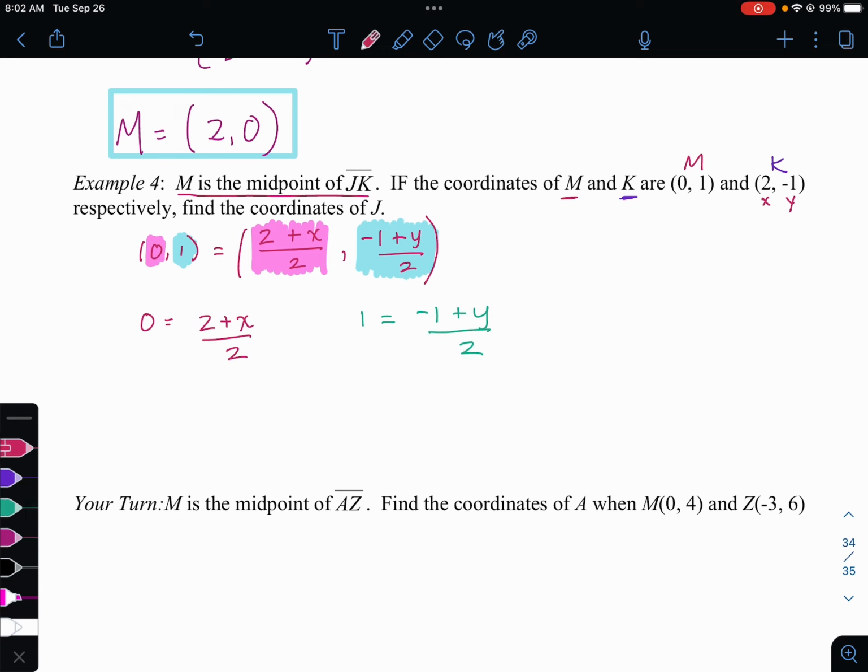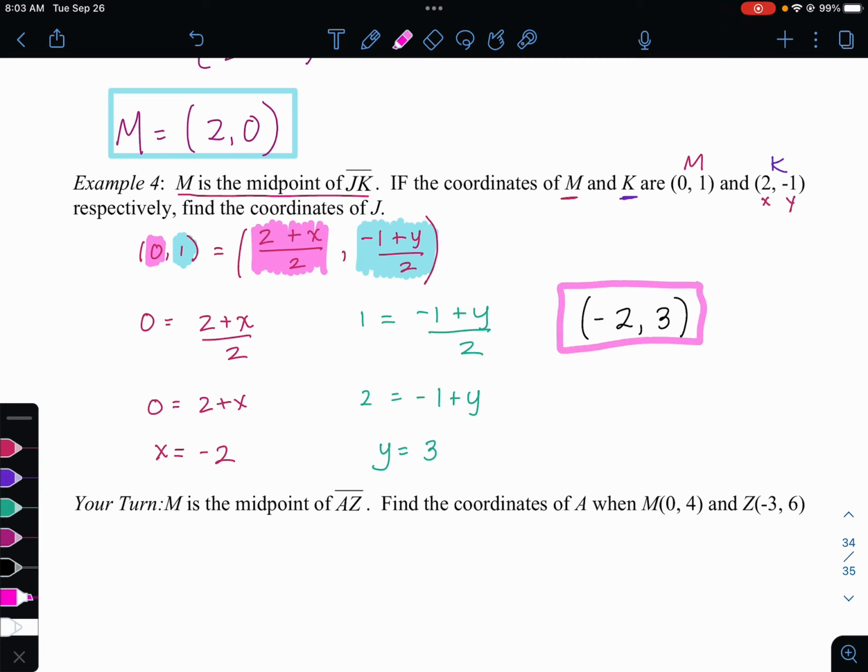So solving the first equation, multiply both sides by 2, I get 0 equals 2 plus x. Subtract 2 from both sides, I get x is equal to negative 2. For the second one, multiply both sides by 2. That gives me 2 equals negative 1 plus y. Add 1 to both sides, and y is 3. So our final answer, our coordinate, is (negative 2, 3). And remember, that's the coordinate of J. That is our end point.